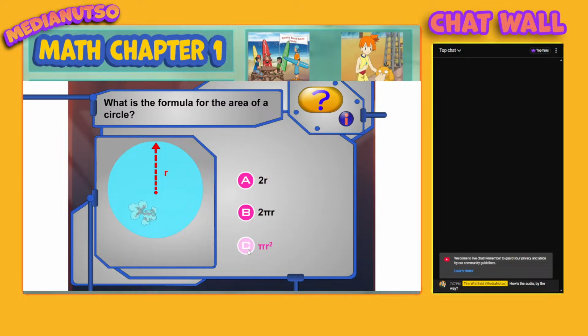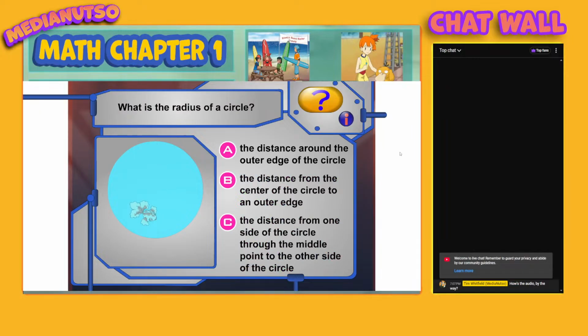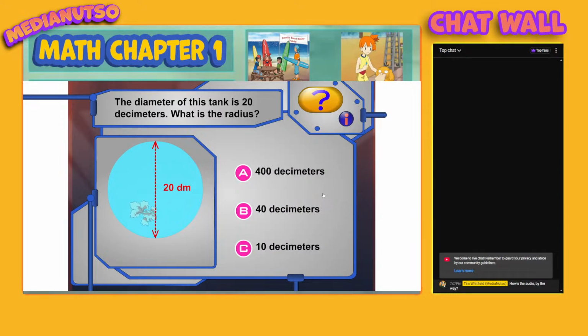Right! The area of a circle is the radius squared times pi. What is the radius of a circle? Is it the distance around the outer edge of the circle? The distance from the center? Right! The radius of a circle extends from the center to the outer edge of the circle. The diameter of this tank is 20 decimeters. What is the radius?